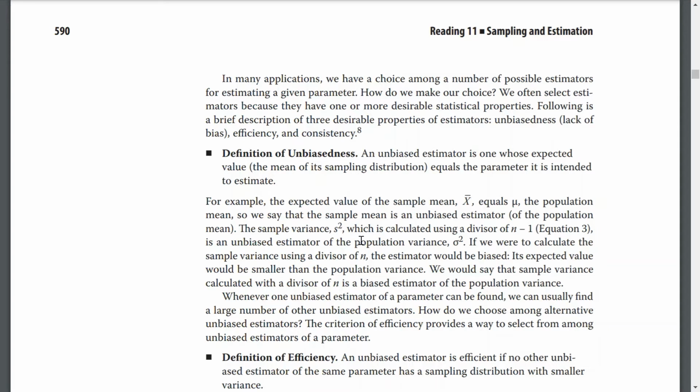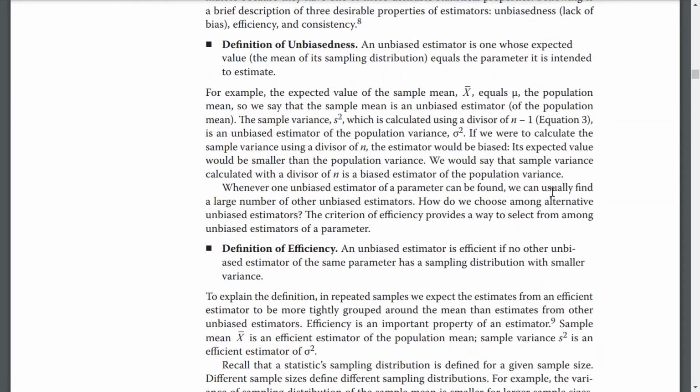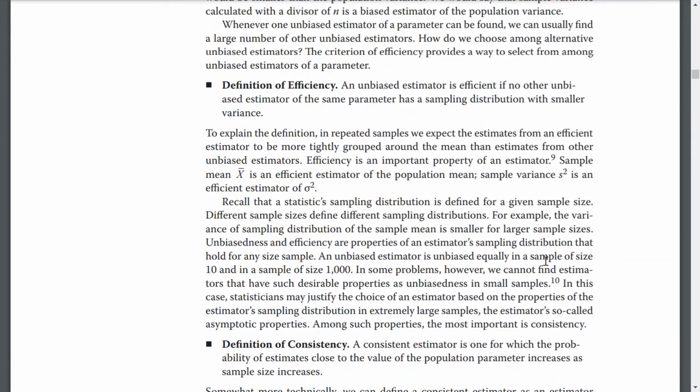Whenever one unbiased estimator of a parameter can be found, we can usually find a large number of other unbiased estimators. How do we choose among alternative unbiased estimators? The criterion of efficiency provides a way to select from among unbiased estimators of a parameter. Definition of efficiency: An unbiased estimator is efficient if no other unbiased estimator of the same parameter has a sampling distribution with a smaller variance.